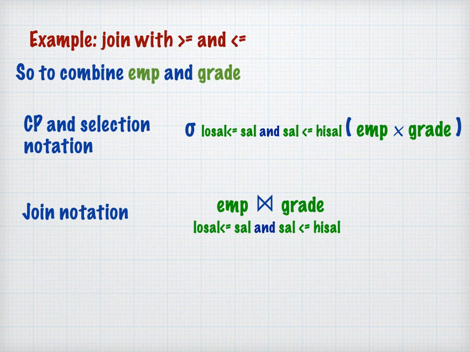If we wanted to use the actual inner join notation, well, we use that little bow tie symbol, and then underneath we write our condition. So again, low sal less than or equal to sal, and sal less than or equal to high sal.